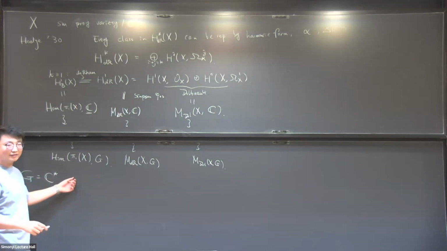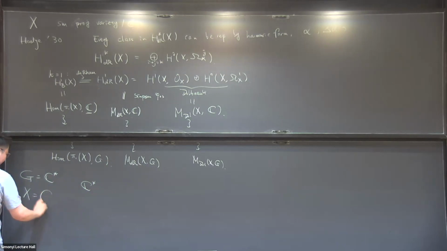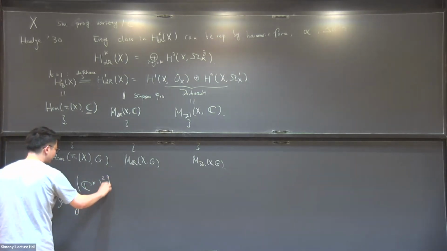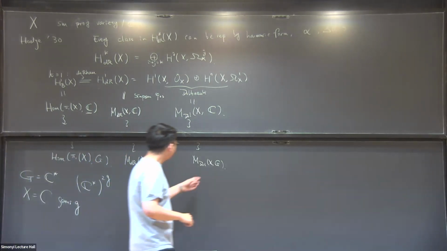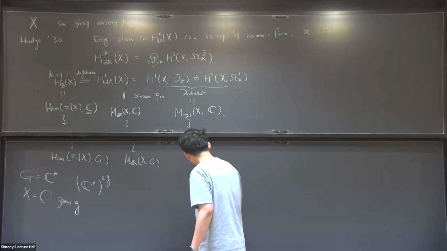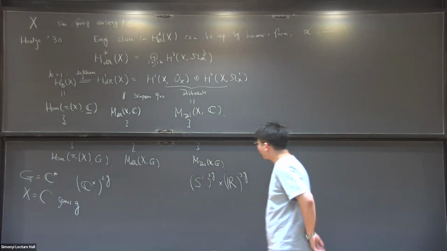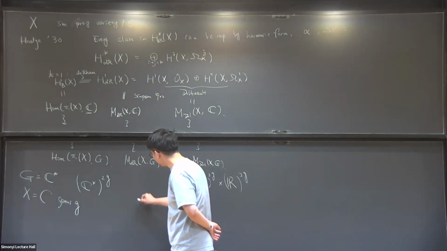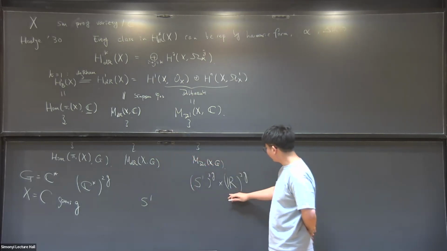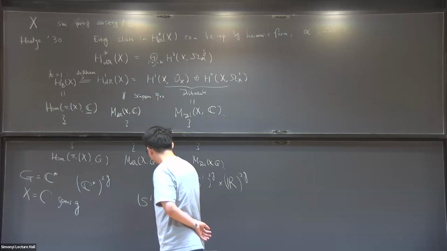So I want to talk about the special case where I just take G equals C star, the multiplicative group, and look at what happens. Say X is a curve with genus g. So in this case, I just get (C star)^{2g}. And I haven't told you what this Dolbeault moduli is, but as it turns out, it is going to be diffeomorphic to (S^1)^{2g} times R^{2g}. And the de Rham moduli space is going to be something like this. The Dolbeault is a trivial R^{2g} bundle over (S^1)^{2g}, and the de Rham moduli will be a non-trivial bundle over (S^1)^{2g}, with fiber R^{2g}.